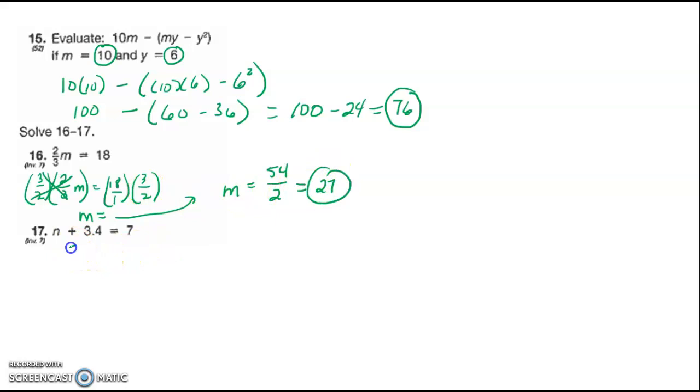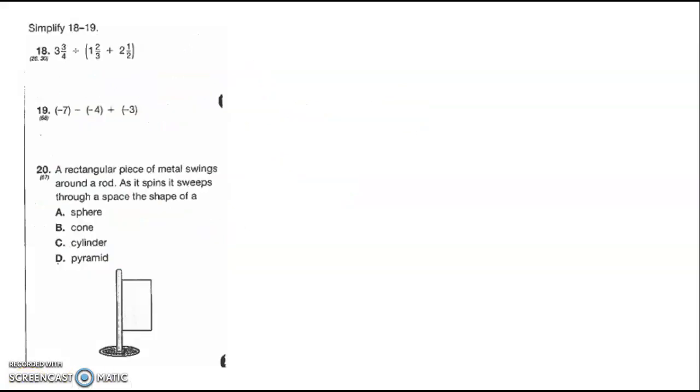And then here I'm going to have to subtract 3.4 from both sides. So my n comes down, this is not there, equals 7 minus 3.4 is 3.6. Okay. And I'm going to do this in another video.